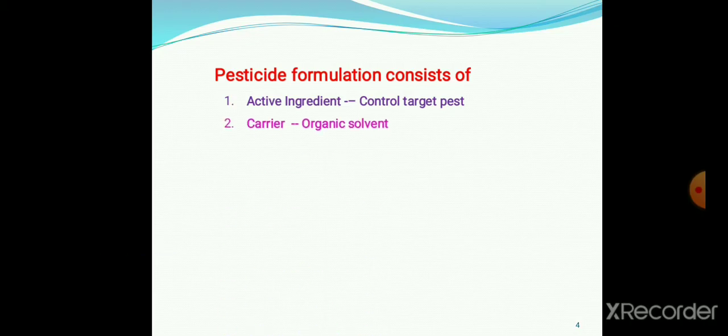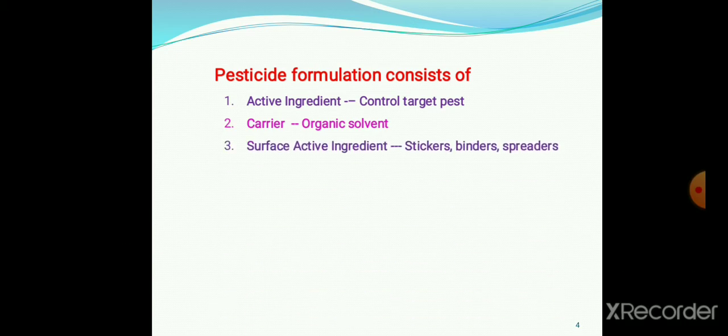Now the pesticide formulation consists of some important components. First, as we have seen, it is a combination of active and inert ingredient. The first, the active ingredient, is helpful to control the target pest. Which particular pest we have to kill depends upon its active ingredient. Then second is the carrier. What is the need of a carrier? These pesticides need a certain solvent to be applied on the particular plant having the pest, and that is a carrier, which can be an organic solvent.